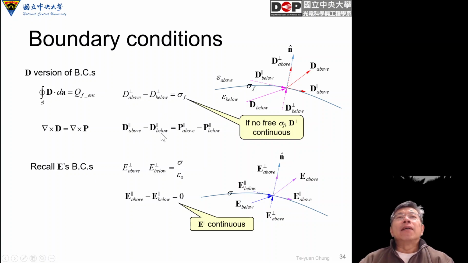But the tangential or parallel component will be very different because of this curl relation. This gives us another boundary condition: the difference between the above and below parallel components of D will be the difference between the above and below polarization components. That's it. That is the important thing to be aware of.